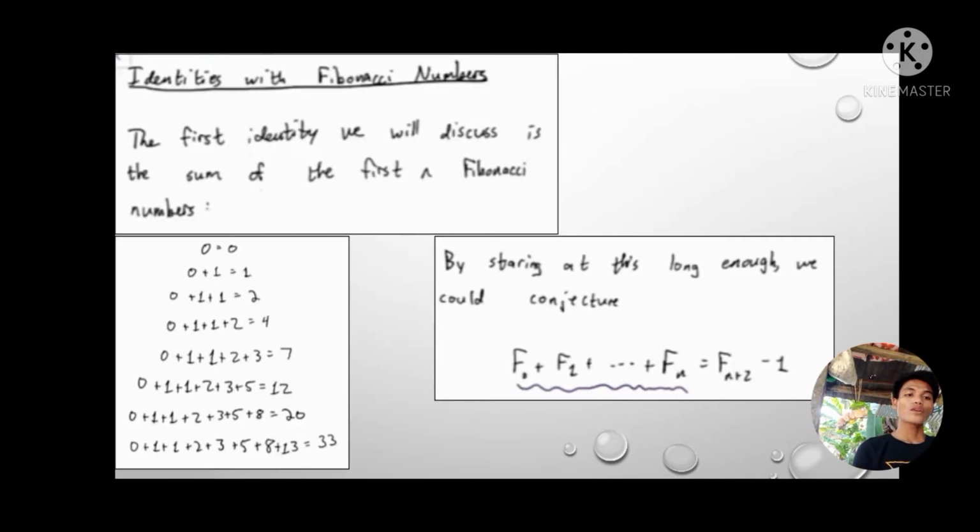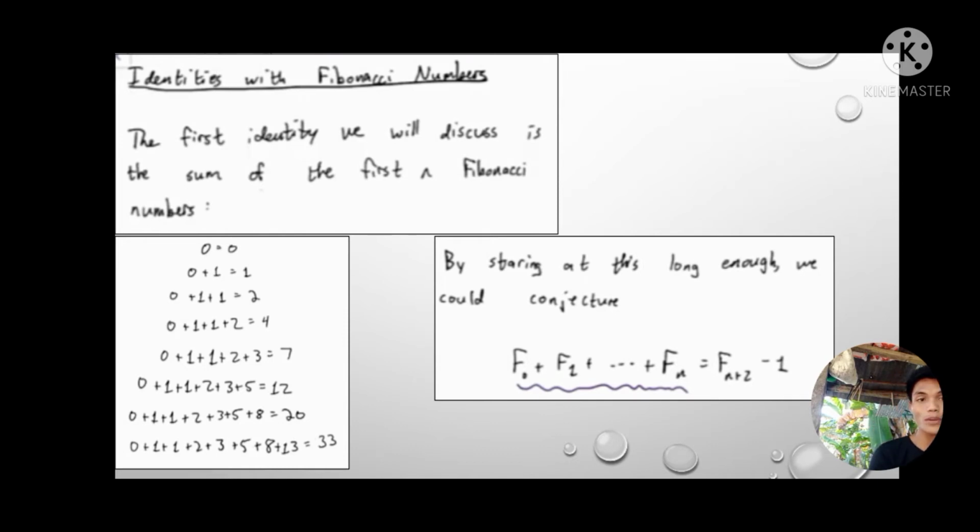So now, we are going to talk about how we are going to find certain identities involving Fibonacci numbers. First, we are going to discuss the sum of the first Fibonacci numbers. Here is the pattern of the Fibonacci numbers. As we stare at it, it is long enough that we could conjecture it. But as we conjecture it, let's just read the following Fibonacci sums.